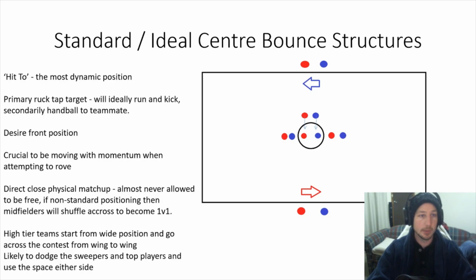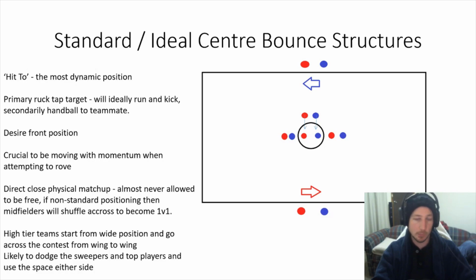Right, number two, here we go. Hit two, I call it the most dynamic position. This seems to be the bit that changes. This is the movable part, and everything else is mostly pretty stable. As I said here, they are the primary ruck tap target. When they do get the ball, ideally they run and kick straight out. If they can't do that, they'll handball to a free teammate. A lot of the stoppages can be quite chaotic, so it's very dynamic, very fluid. There'll be little pockets of space.